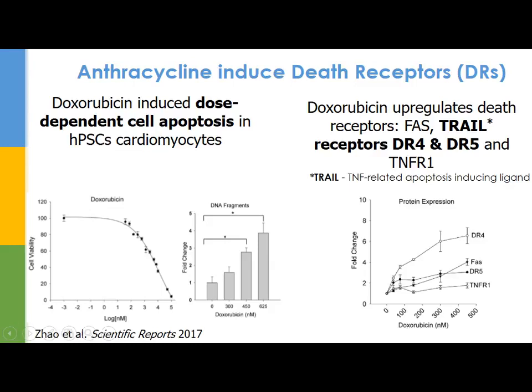And recently, a group from the FDA showed nicely that doxorubicin induced dose-dependent cell apoptosis in human pluripotent stem cell cardiomyocytes. So you can see the dose-dependent reduction in cell viability and the increase in DNA fragmentation. But interestingly, what they found with this system is that doxorubicin upregulates death receptors, such as FAS, the TNF-related apoptosis-inducing ligand receptors DR4 and DR5, and TNF receptor 1.